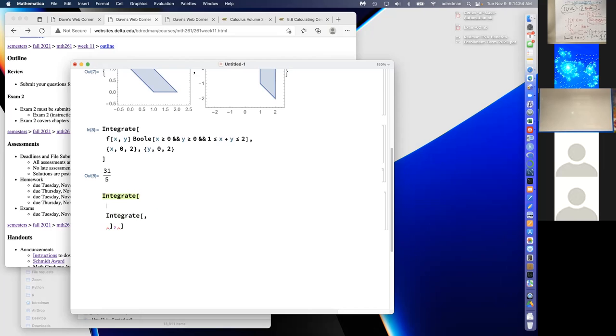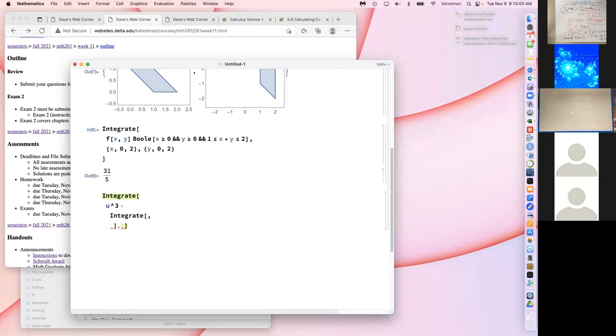And what am I going to integrate? I'm going to integrate the transformed function, which was simply u cubed. That's (x + y) cubed. And I'm going to integrate that over what region? First, v goes from, I think I've got braces out of place, but I'll fix that in a second, minus u to u. And then I'm going to terminate that integrate command.